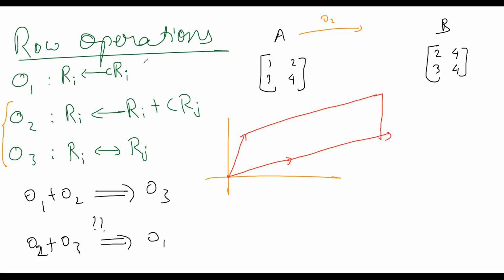But if you apply O2, then as you're saying, the angles change. What happens? Say 2 times this. So this is V1, this is V2, or actually R1, R2 only. So let's say I do 2 times R2. Then I have to add it to R1, so it comes here.